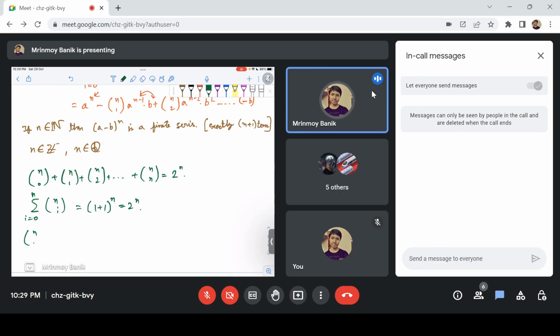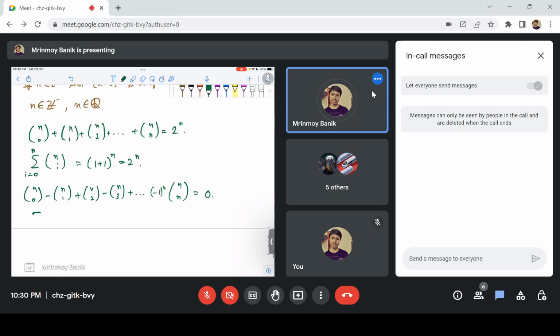Similarly, the sum nC0 minus nC1 plus nC2 minus nC3 and so on is equal to 0. Why is that true? Since this is basically the expansion of 1 minus 1 power n, which is 0 power n. So this is minus 1 power i times nCi, where i runs from 0 through n.